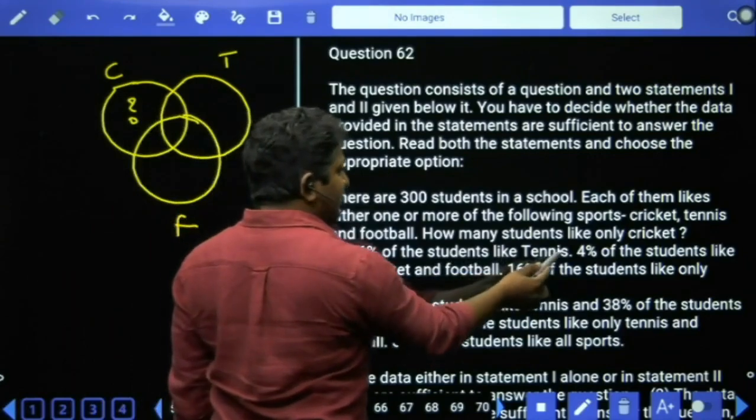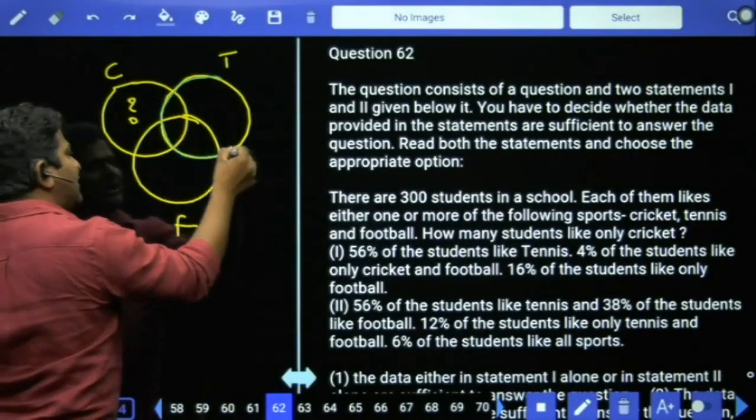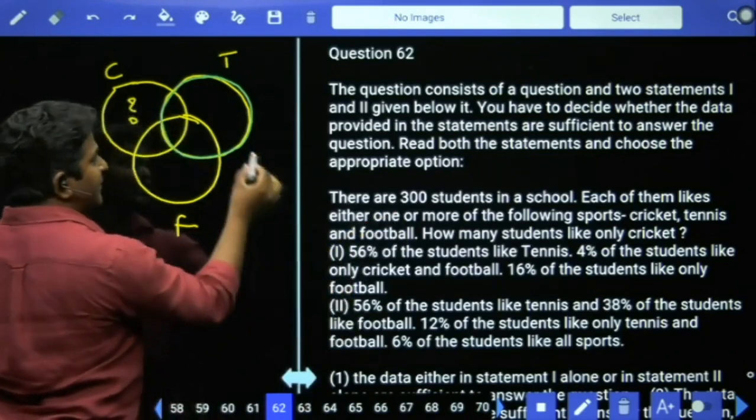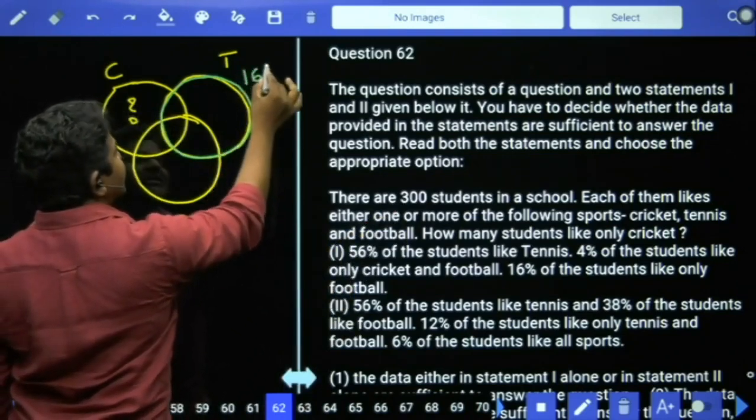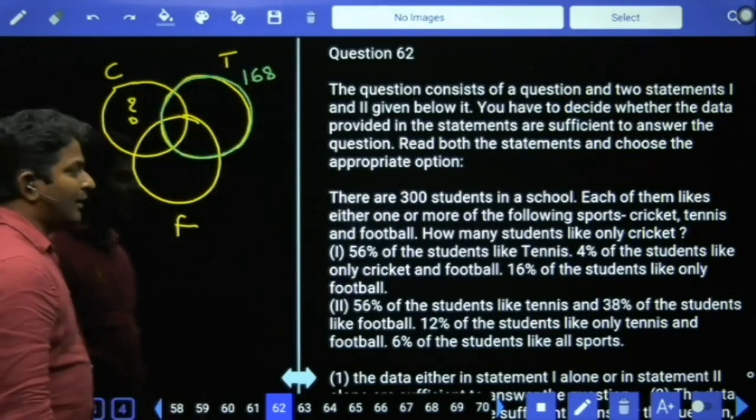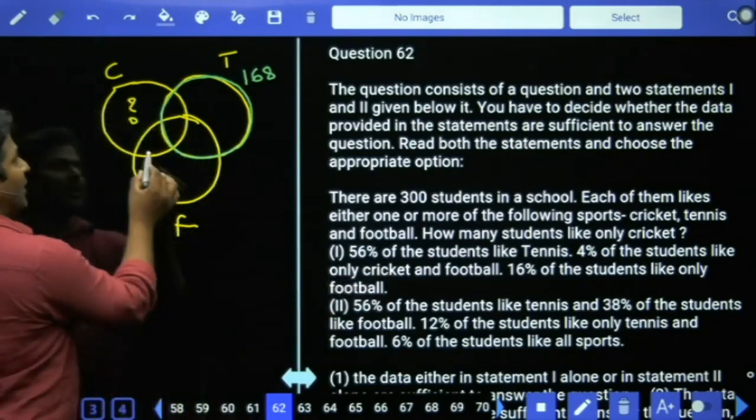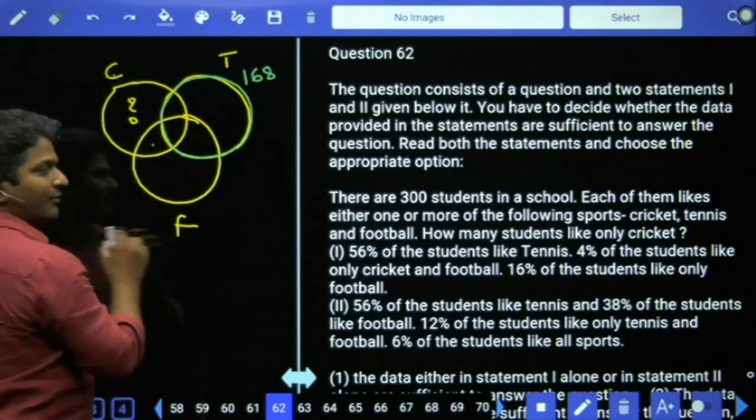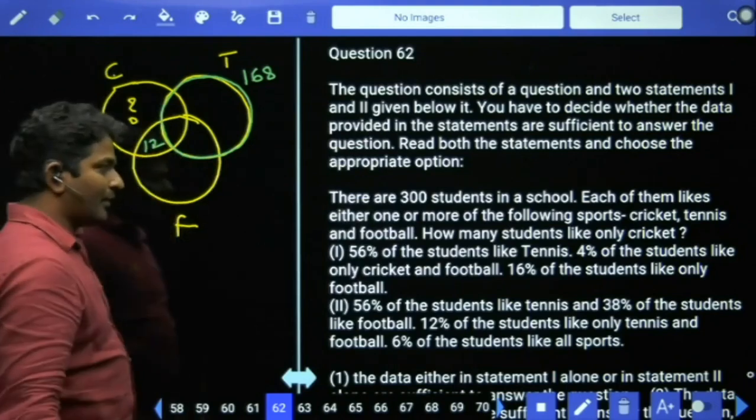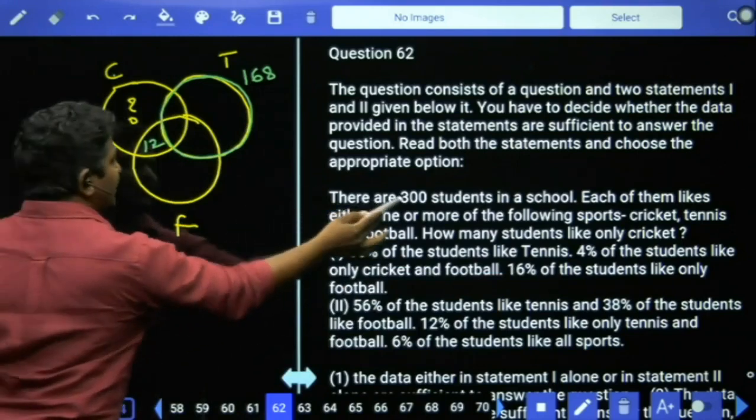56% of students like tennis. So total tennis is given as 56%. 1% is 3, so 56% is 168. 4% like only cricket and football, this value, which is equal to 4%. 4 into 3, 12. 16% students like only football. 16 into 3, 48.